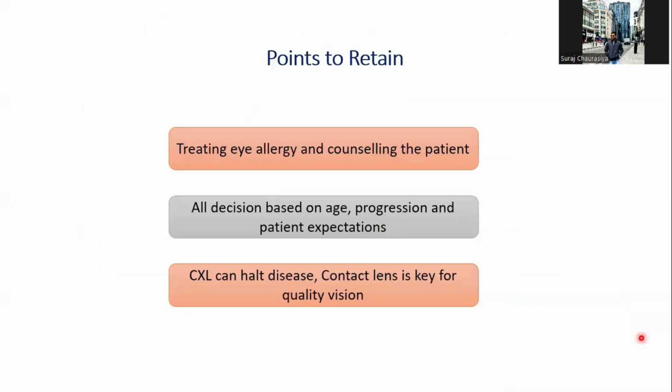So the point to remember: treating eye allergy and counseling the patient and their parents is the most important, and the management of keratoconus all depends on the patient's age, progression, and the patient's expectation. And always remember that CXL can halt the disease. However, contact lenses are key for maintaining quality of vision.